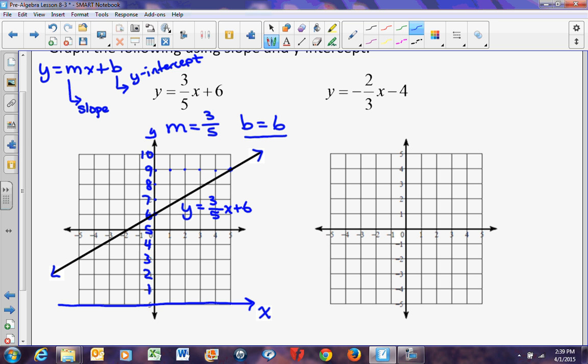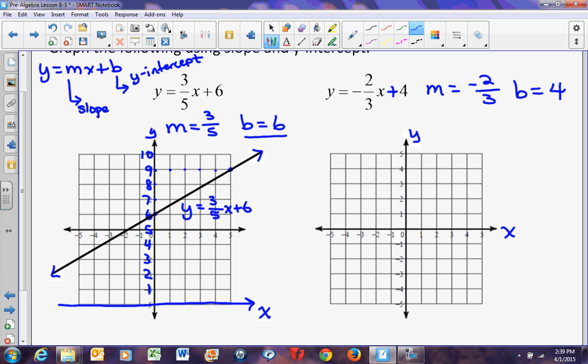The second one here, we have y equals negative 2/3 x plus, minus 4. Let's make that a plus 4 because it's going to work out better. Let's do y equals negative 2/3 x plus 4. Just change that on your paper to a plus 4. So my slope is negative 2/3. My y-intercept now is positive 4. It's going to work better with this graph.